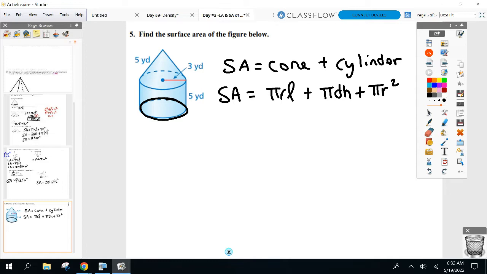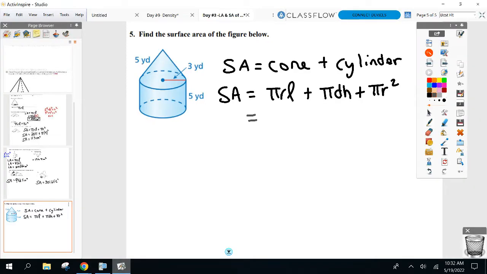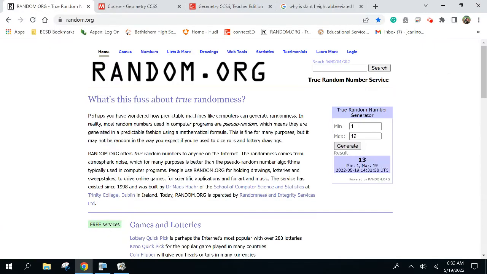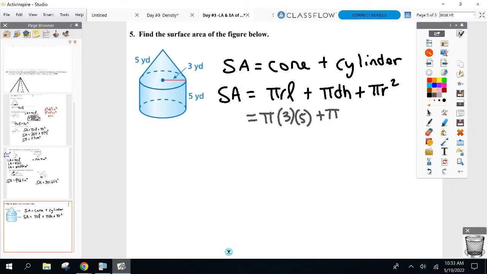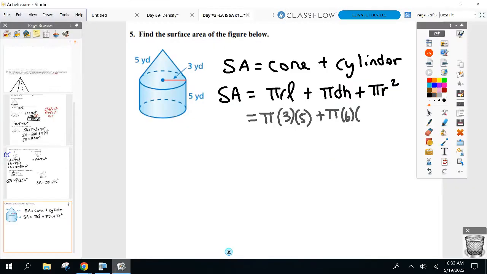All right, let's go to work. Making sure we're good here. Start with the cone. What's the radius of the cone? 3. What's the slant height? 5. That's already given. Plus pi. Now let's go to the cylinder. Diameter of the cylinder? 6. Height of the cylinder? 5. Plus pi 3 squared.